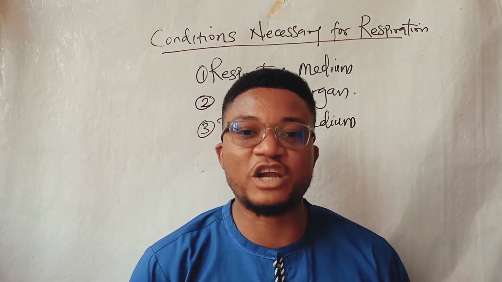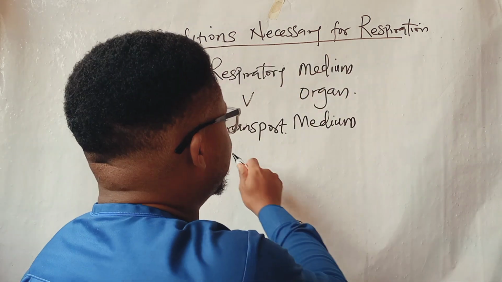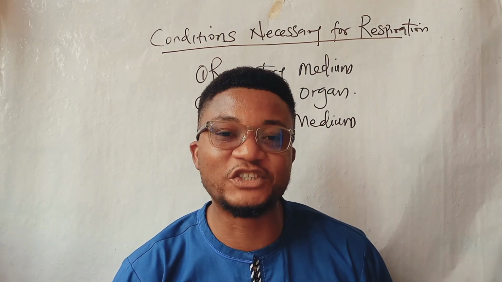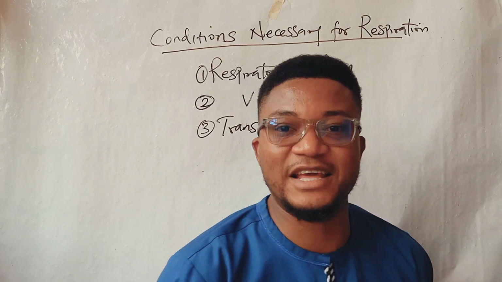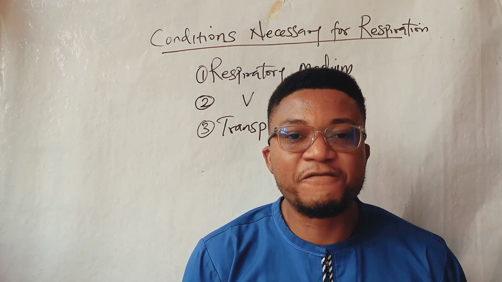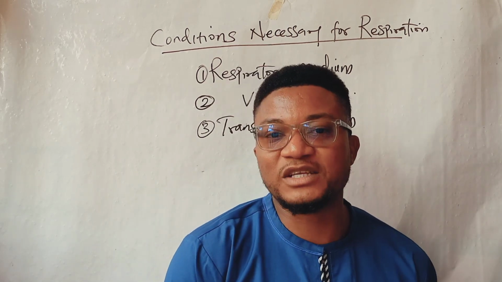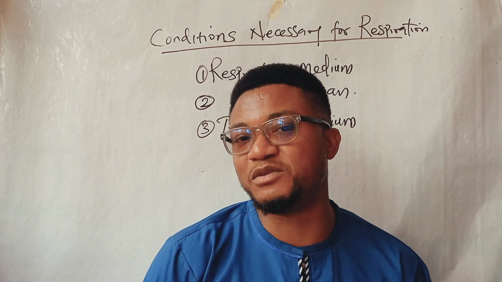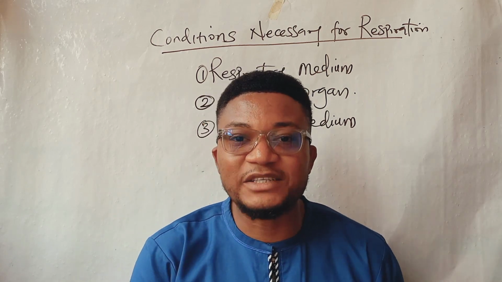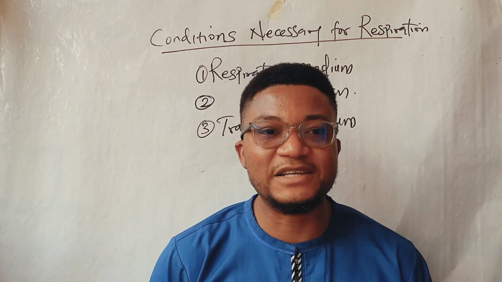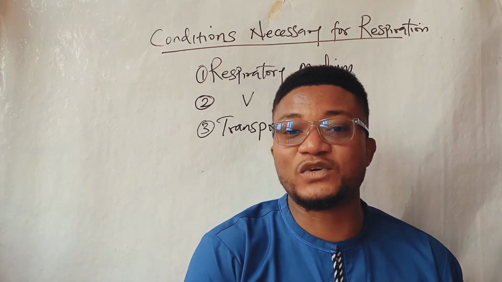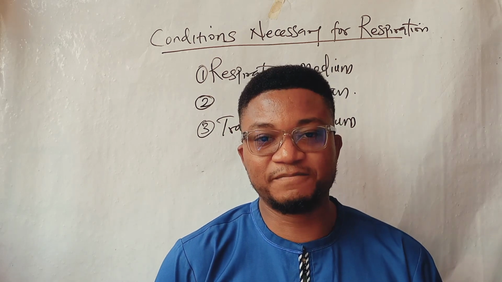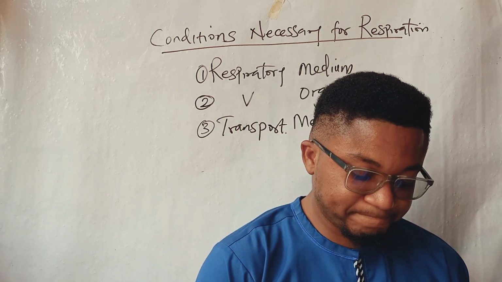The next is the transport medium. We have the transport medium clearly written on the board. Now, you know what transportation is: the movement of this from one point to the next. For every living organism, for oxygen to get to the glucose, it must pass through a transport medium. An example of a transport medium, which you all know, is the blood. The blood tends to carry the oxygenated blood and also carry the deoxygenated blood. So the blood is a major condition, which is the transport medium.